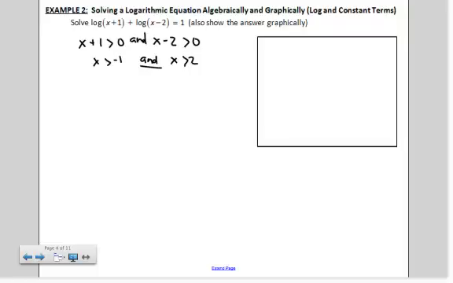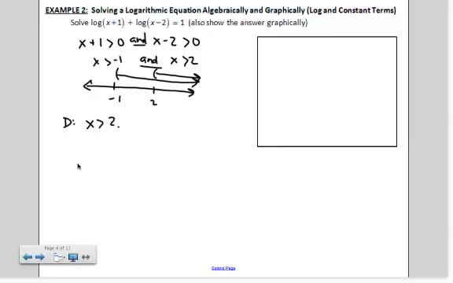So we need to look at the overlap. So let's just kind of sketch these on a number line. Okay, so we have the one that's greater than negative 1. It's that one. And then the one that's greater than 2. Now, where do they overlap? Over here, greater than 2. So our domain is x must be greater than 2. That's what we have to look for.